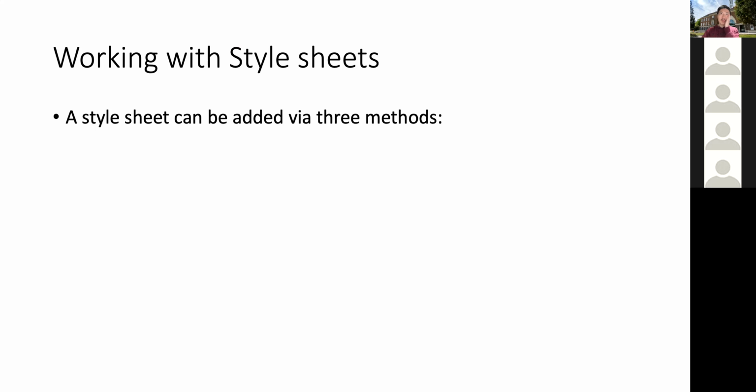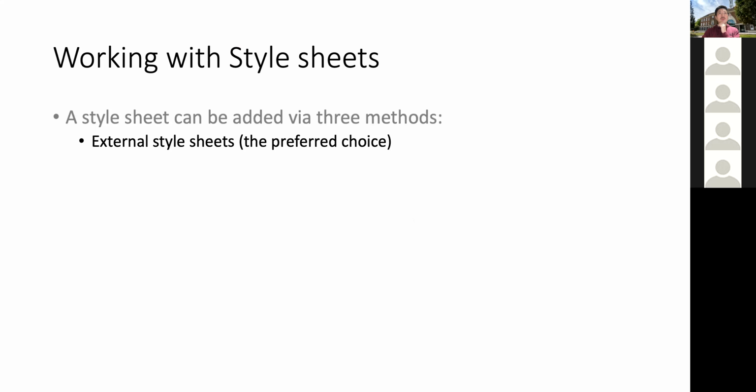Okay, so we explained briefly what a style sheet is, and you can add this to the HTML page in 3 ways. The first one is the external style sheet. This is the preferred choice when you're actually developing a website. But for this module, you don't even need any formatting, so we're not going to show any particular examples of how to do that.